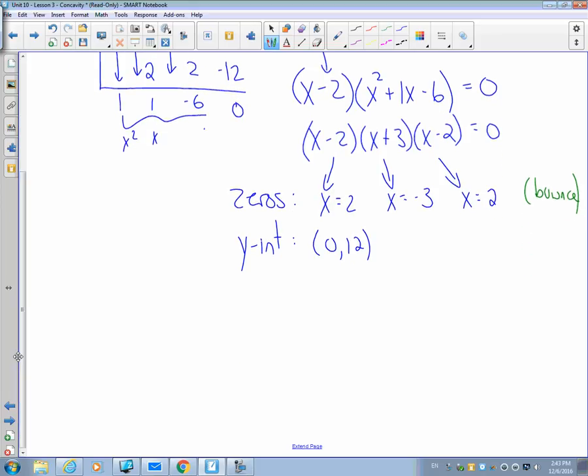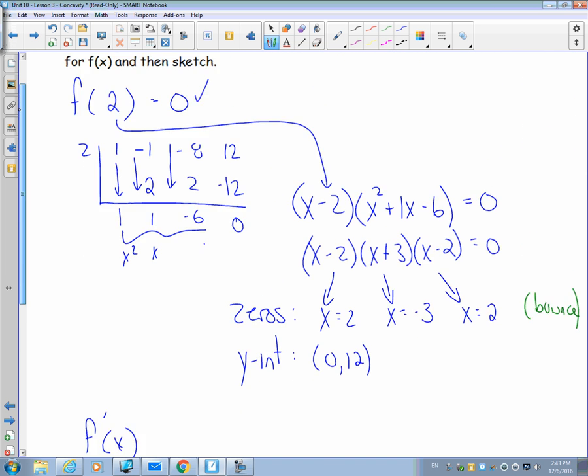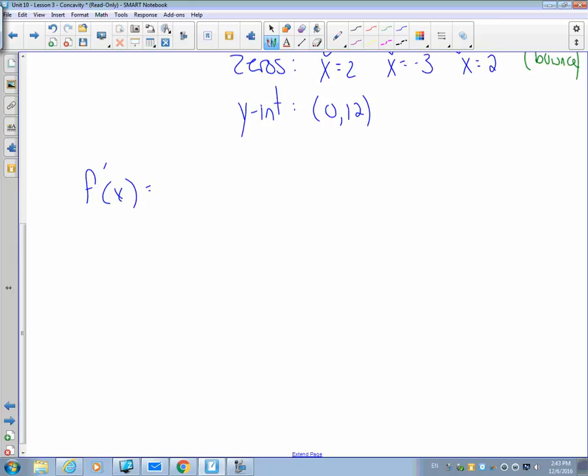We can tell where our function's increasing or decreasing by using our derivative. Okay, so let's take our derivative. So just using the equation from the top, right? So x cubed, that one. So we've got 3x squared minus 2x minus 8. We know we're going to find our max and mins where this derivative equals 0. So let's do that first.